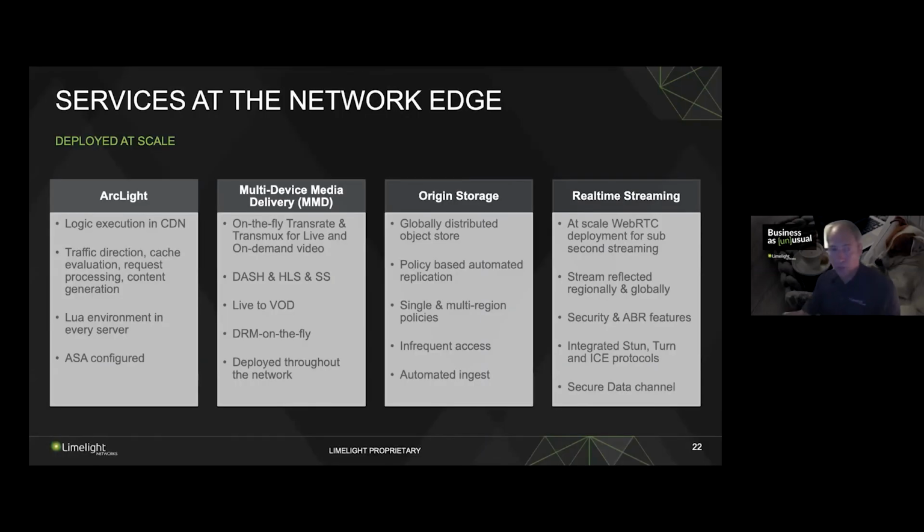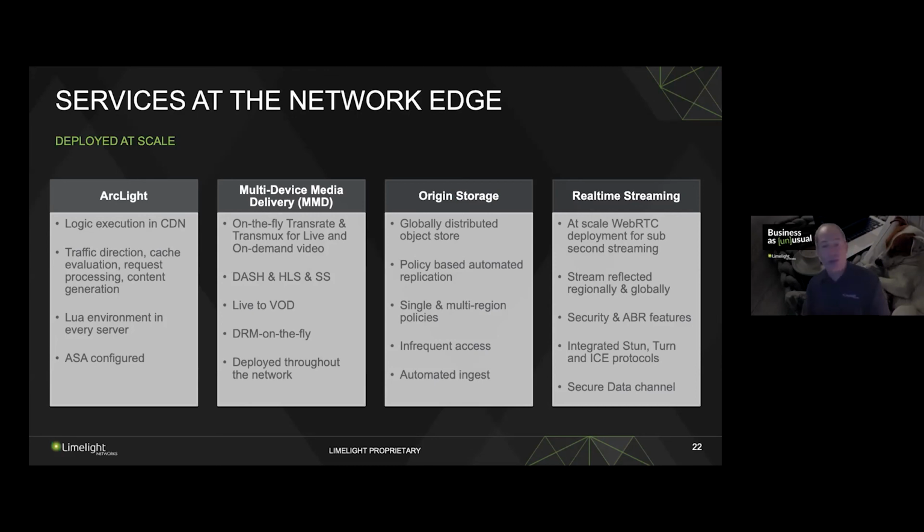And we've already been doing it for a while. These are just 4 examples of things that we run throughout our network at the edge, if you like. ArcLight is a version of logic that runs in the request and response flows, programmable logic in every CDN service that we have throughout our network.